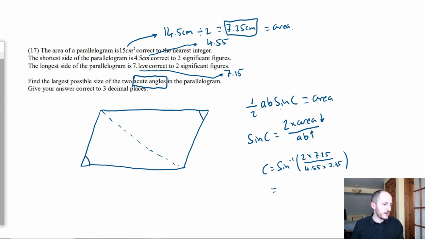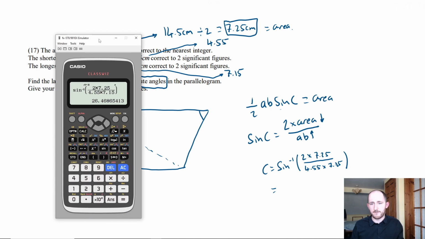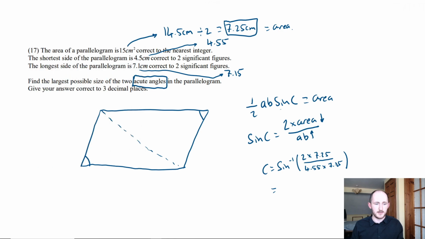So the answer, to 3 decimal places, is 26.469.